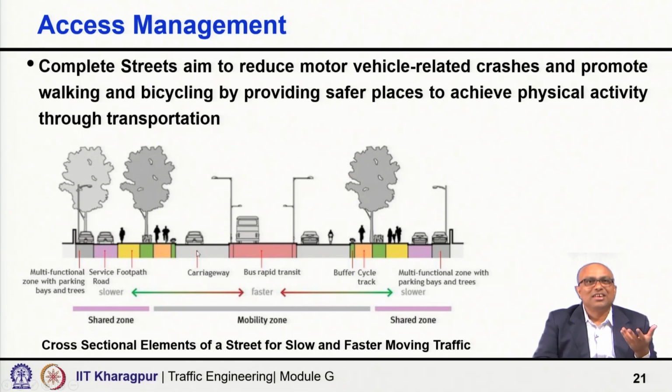You can see here the main carriageway, the BRTS bus rapid transit dedicated pathway, also with adequate buffer, a cycle track, a pedestrian walkway, multifunctional zones with parking bays and trees, everything is there. The road is not only for motor vehicle users, but for all, and safety for all users is important. So, in an integrated and holistic way, it tries to accommodate. That is what complete streets are.